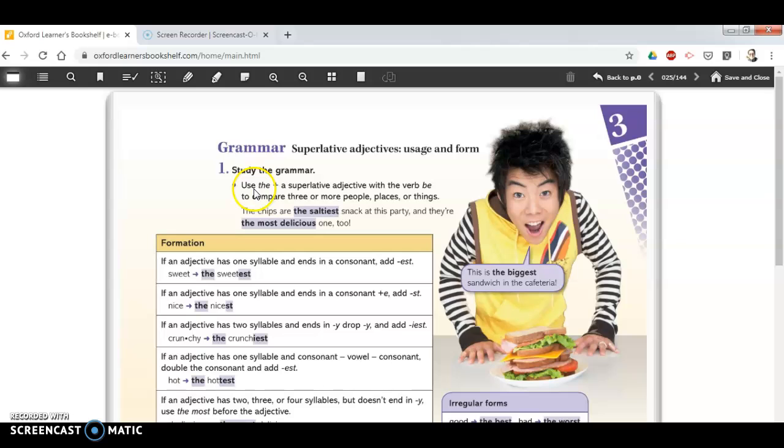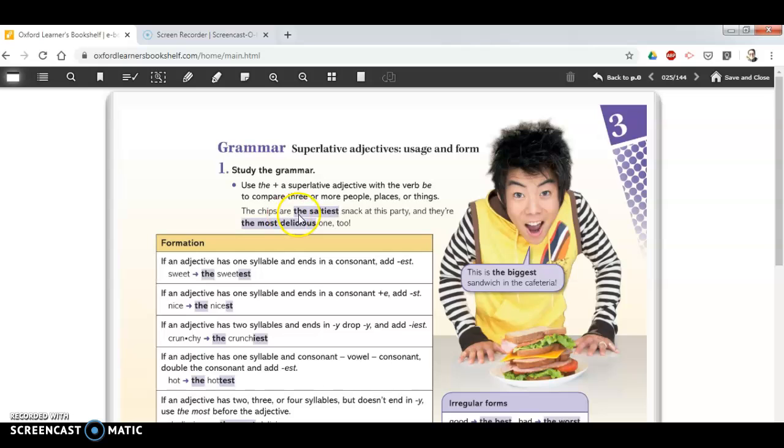The grammar is as follows. Use the article the plus a superlative adjective with the verb be to compare three or more people, places, or things. Remember, there's a comparison between one object and at least more. This is the biggest sandwich in the cafeteria. So when we see the sandwich, he's talking about one sandwich in the whole cafeteria. So that means that there are at least 3 sandwiches in the cafeteria. This and at least 2 more.